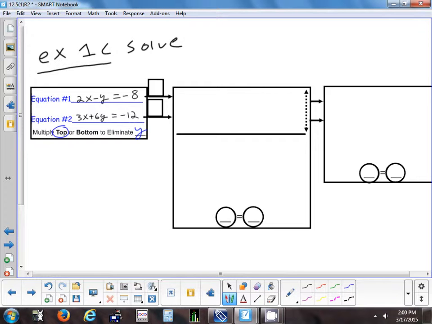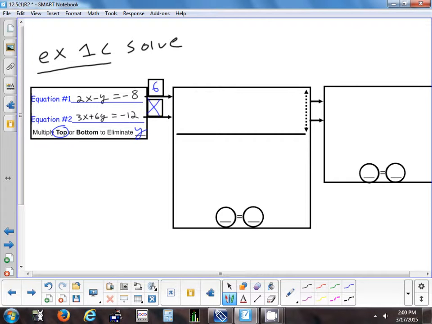So we've got to multiply the top by something that's going to give us a negative 6y in the top, so it cancels the positive 6y in the bottom. Travis, what would I multiply that top equation by? Negative 1? No, negative 1 wouldn't cancel anything out. Our goal is to eliminate y. Divided by negative 6. Positive 6. Positive 6? Anybody else think positive 6?